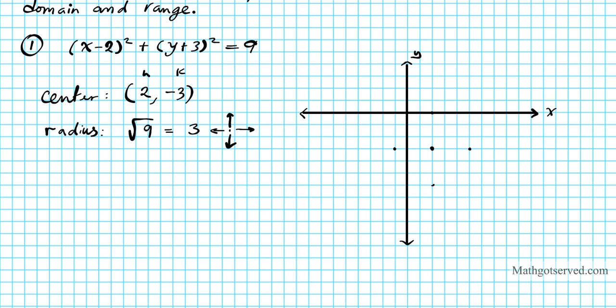Remember, the definition of a circle is the locus of points equidistant from a fixed point. So this is a fixed point, and the points that are equidistant from this point are going to be 3 units in all directions. That forms your circle. Okay, so let's go ahead and draw the circle. And you have it. Just draw it as best as you can.